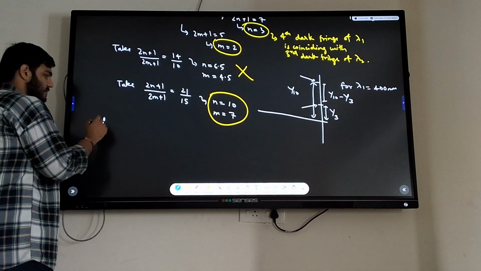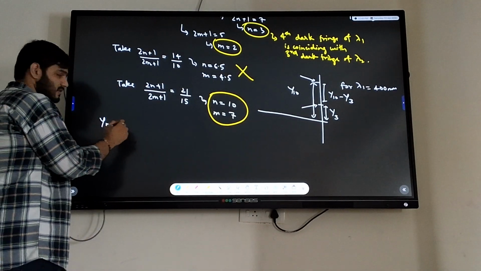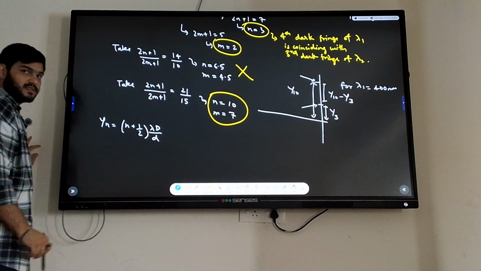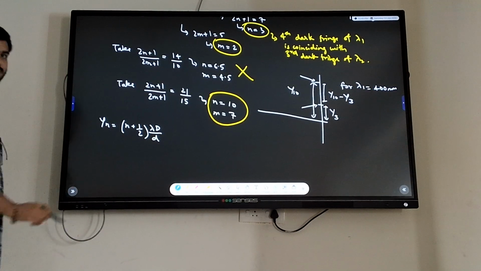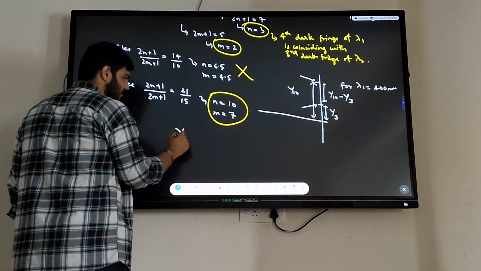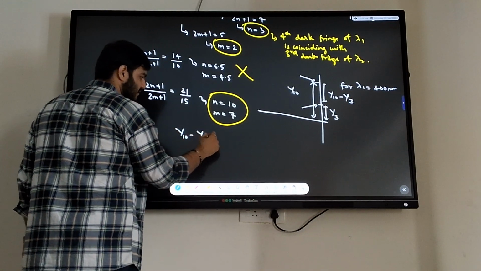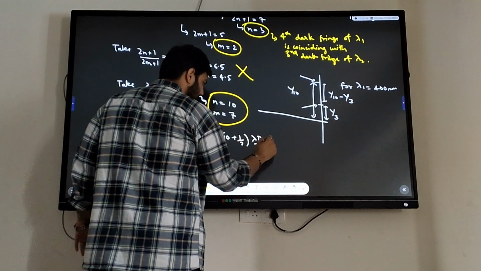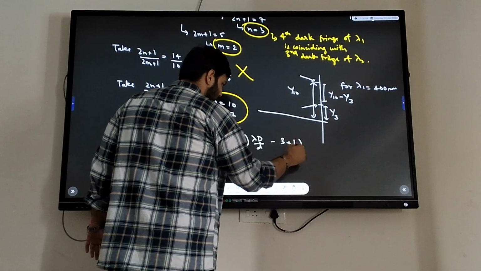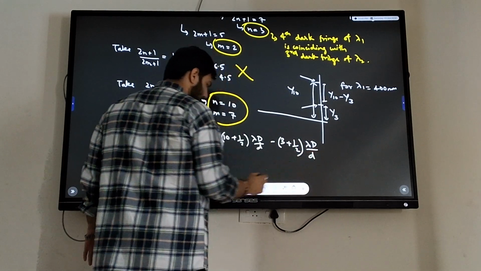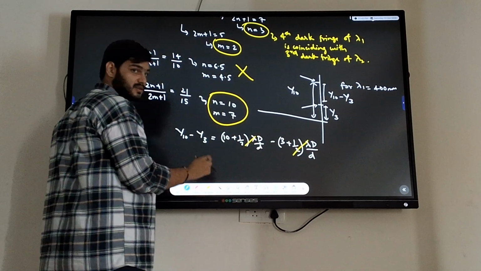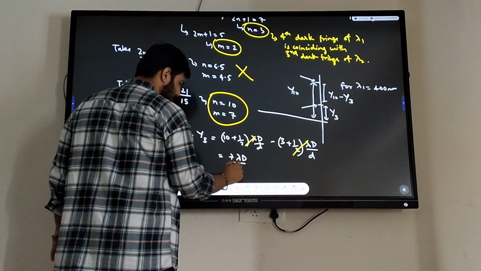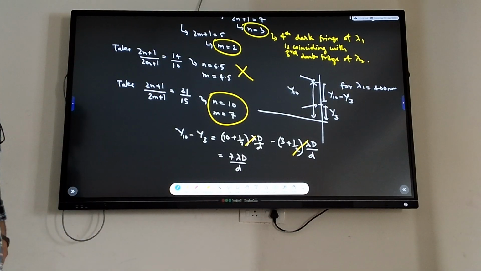And what was the formula for yn? Can somebody remind me? (n plus half) lambda capital D by small d. Remember such formulas. Then what is the distance? y10 minus y3, that's (10 plus half) lambda D by d minus (3 plus half) lambda D by d. 10 minus 3 gives 7 lambda D by d. Is it okay? Now substitute the values and get the answer.